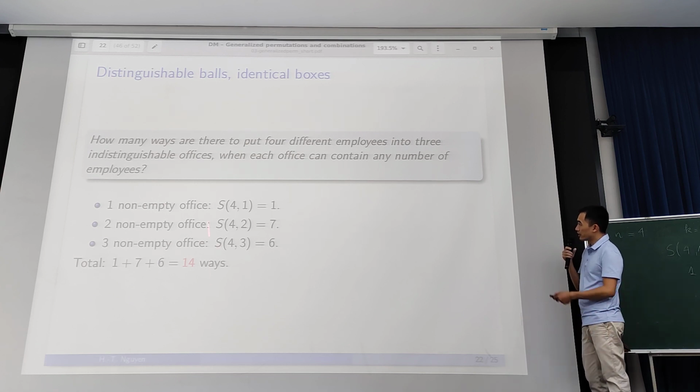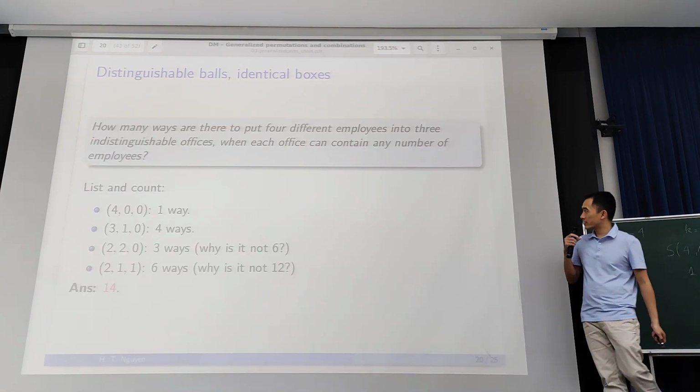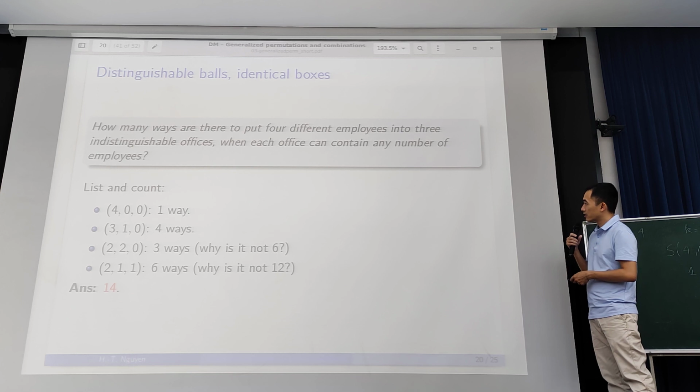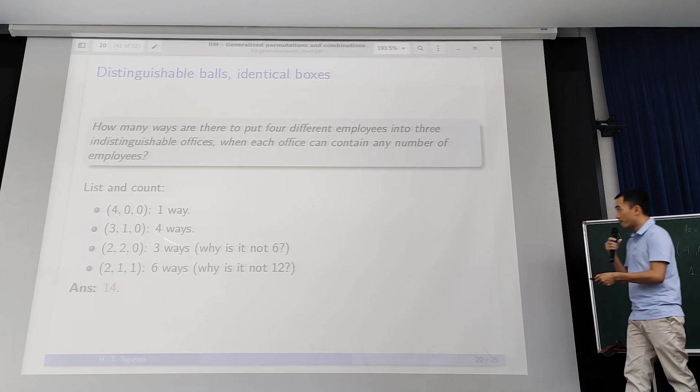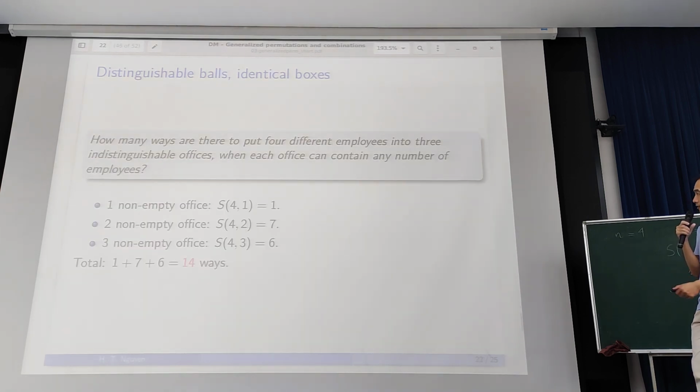Okay. So if we go back to the previous slide, then you see that this corresponds to S41, where there is one non-empty office. The two middle cases correspond to the case where there are two non-empty offices. You have 4 plus 3, which makes 7. And lastly, the fourth case corresponds to 3 non-empty offices, and then you have 6. So, either way, we have 14 ways.